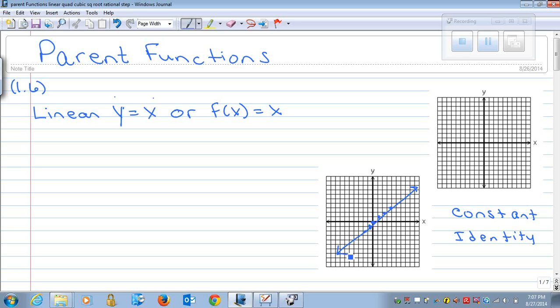A couple of things that we want to note about this is that our domain would be the set of all real numbers, which would be negative to positive infinity, soft brackets. The range would also be all real numbers, negative to positive infinity, with a soft bracket. The other thing I want to note is that this graph moving from left to right is moving upward. So it is increasing on an interval from negative to positive infinity.